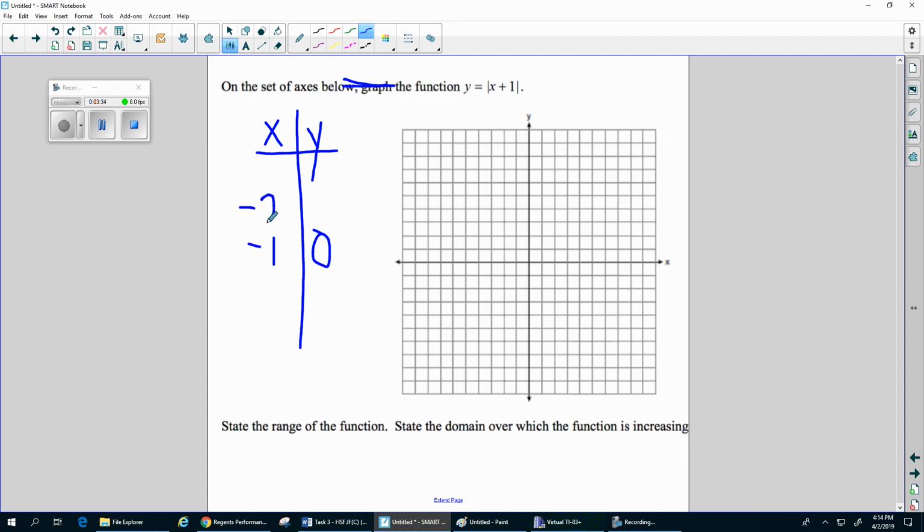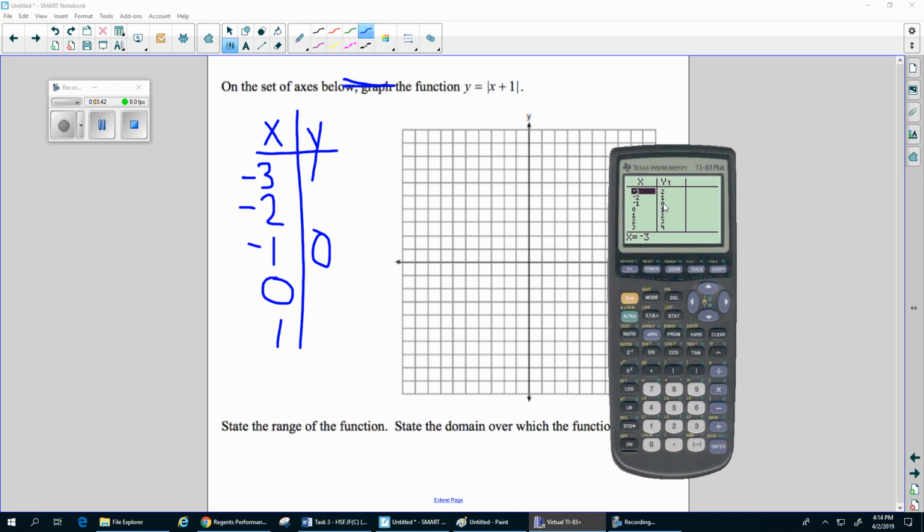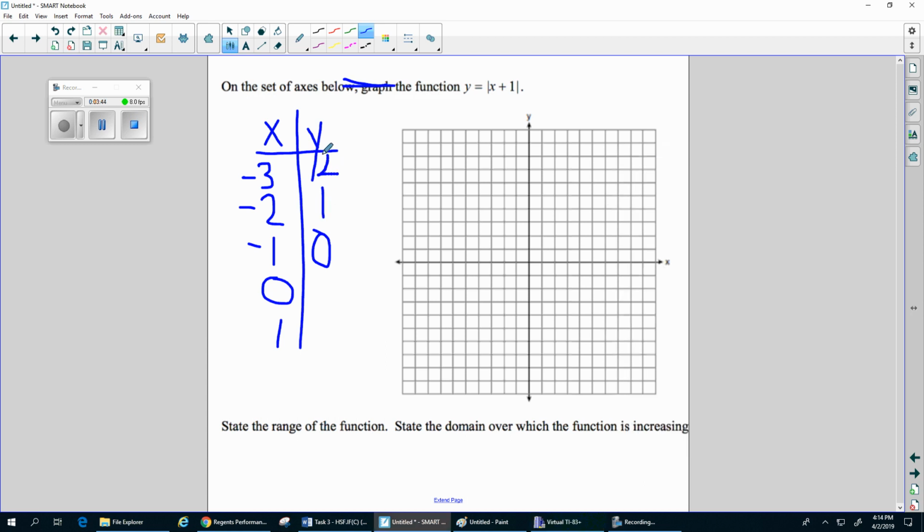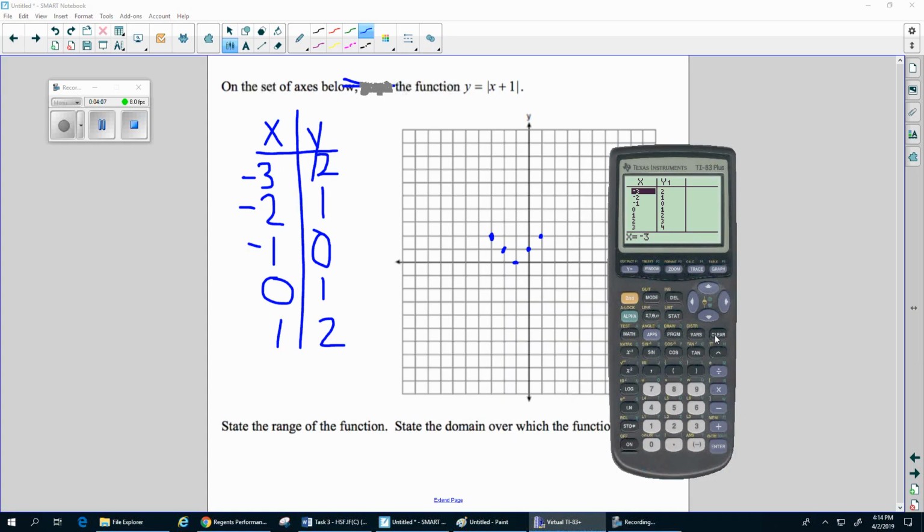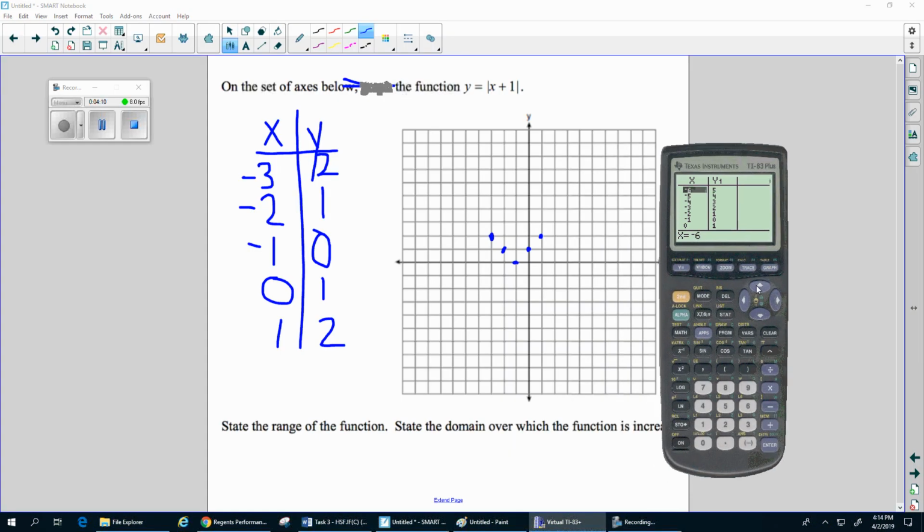And then I have -2, -3, 0, and 1. So for -1, I had 0, I have 1, 2, and 1, 2. -3, 2. That's that point right there. -2, 1. -1, 0. 0, 1. You'll see that we bounce back up like a V. 1, 2. Just because these are the only 5 values I have written, they're not the only 5 values you want to plot. So look at your calculator, see which other points you can plot.